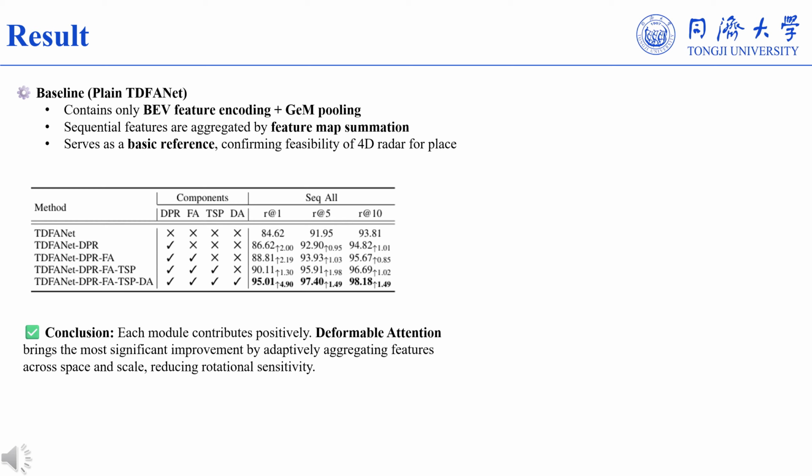We conducted an ablation study, starting from a plain TDFANet with only BEV encoding and GeM pooling. Dynamic point removal filters out noise and boosts performance. Feature alignment corrects spatial shifts using ego velocity. The spatio-temporal pyramid captures multi-scale context, and deformable attention brings the largest gain by adaptively aggregating features. Each module contributes meaningfully to the final performance.